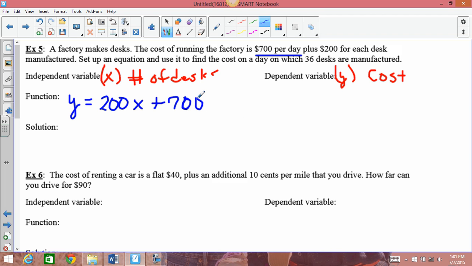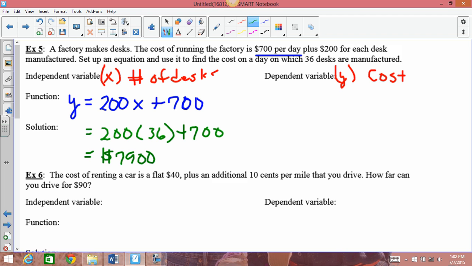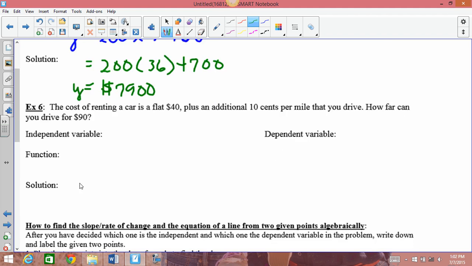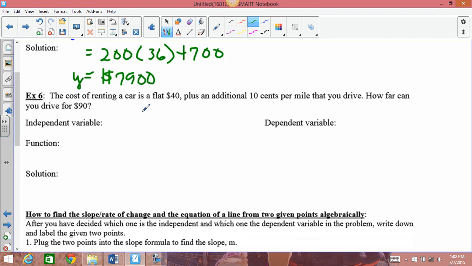So then in the solution part, I found my equation, and I want to figure out how much it would cost to manufacture 36 desks. Since x is your number of desks, for x I'm going to replace that x with 36. 200 times 36, add 700 in, $7,900 it would cost to manufacture those 36 desks. All right, I'll let you try example 6. It's really important that you get that one down. That's a common one to see.